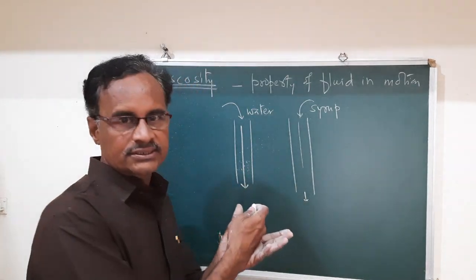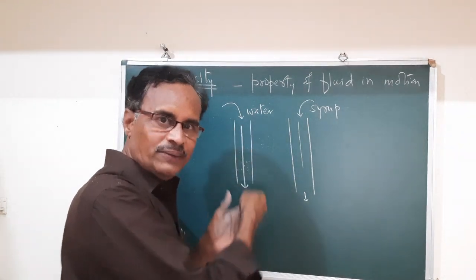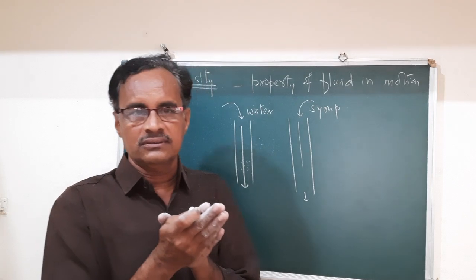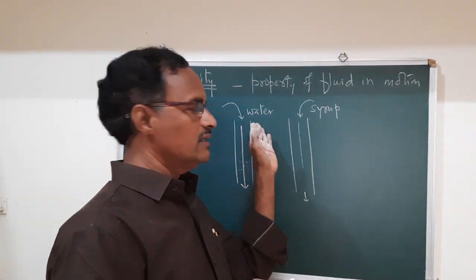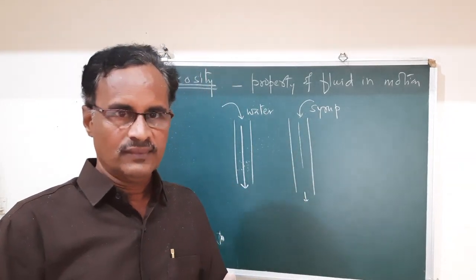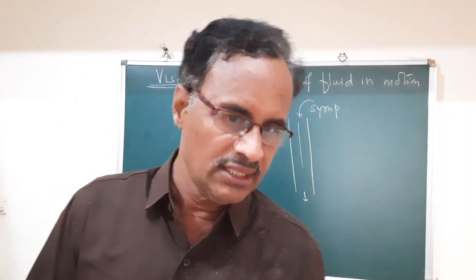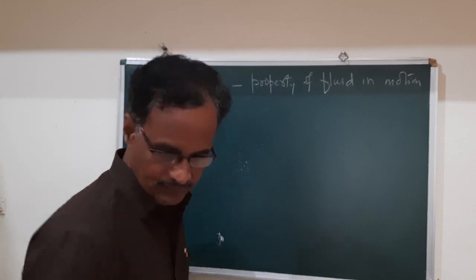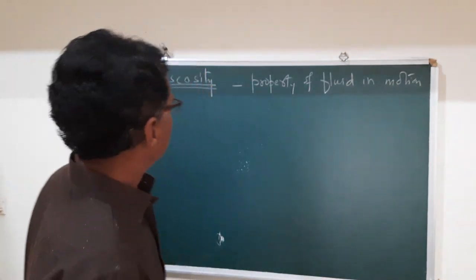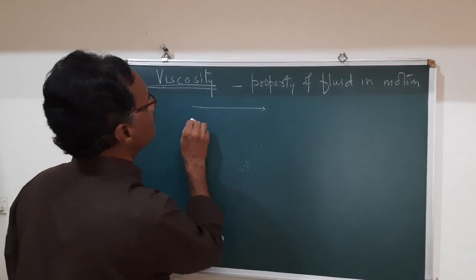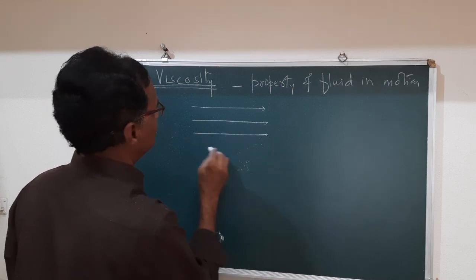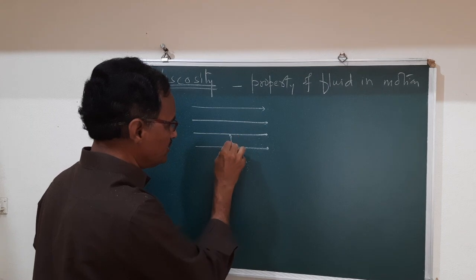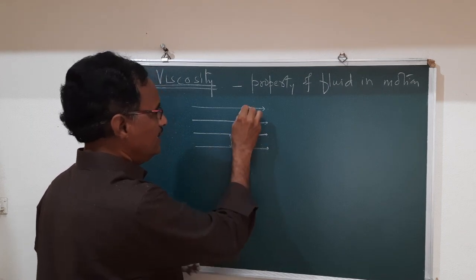Now there is a difference between these two: water goes fast and syrup goes slow. These are two different fluids, one is syrup and another is water. Why is this so? When we study laminar flow or streamline flow, we see that there are layers of the liquid, and in between the layers there is an internal friction.